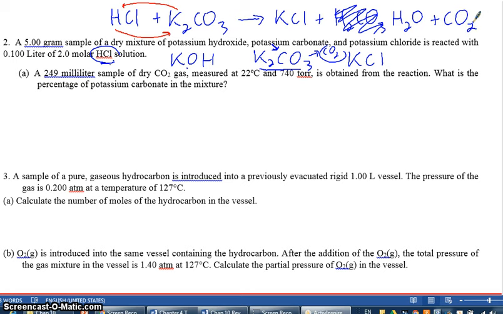This is a detail that you may not have known, but anytime you have a carbonate reacting with an acid, you get carbon dioxide gas produced. So now make sure we balance the equation so we can use it properly.